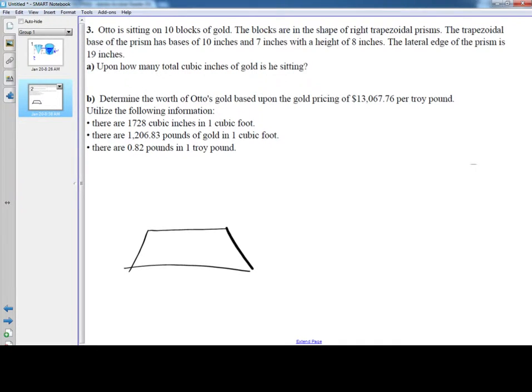All right, so we have a trapezoid. The base of the prism has bases of 10 inches and 7 inches with a height of 8 inches. So it expands for 8 inches.